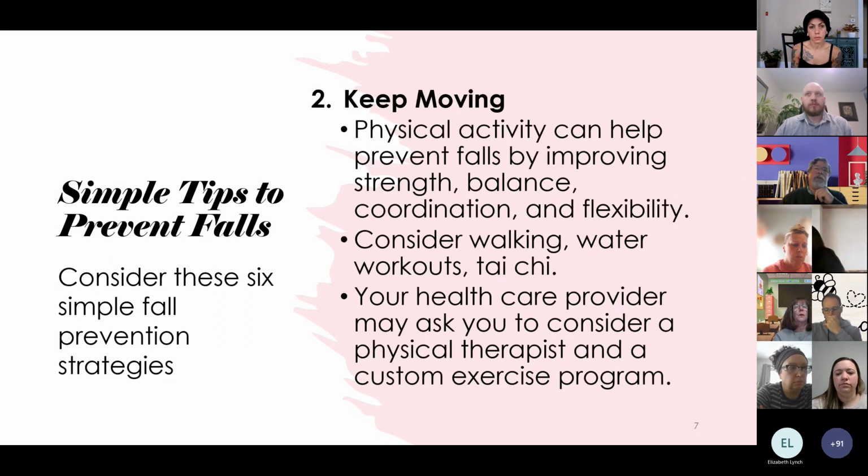The next thing that we can do is talk to people about keeping moving. Physical activity can help prevent falls by improving strength, balance, coordination, and flexibility. So we want people to consider walking, water workouts, Tai Chi, whatever it is that they can do to help strengthen and improve their balance. For some people, it may be chair exercises, whatever it is. Can we keep people moving? And talk to the healthcare provider again, and consider a physical therapist maybe, or a custom exercise program. Those types of things can really help people with their coordination.